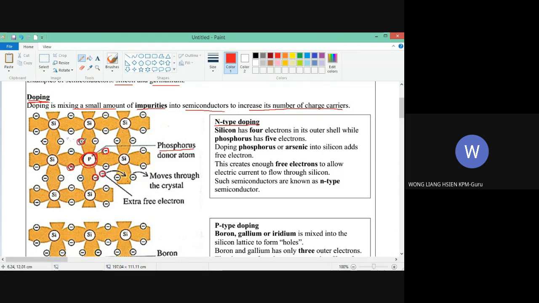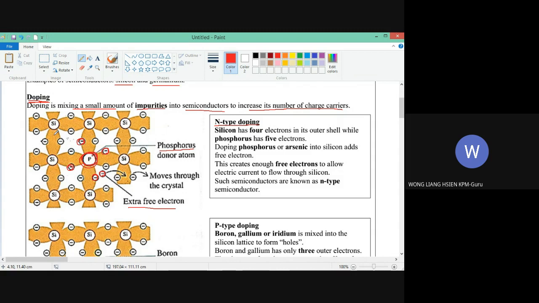So you see the phosphorus has 5 electrons: 1, 2, 3, 4, 5. So the phosphorus shares 1 electron with the silicon next to it and still has 1 extra electron. So you see, an extra free electron. This extra free electron can move through the crystal when you apply a potential difference across the doped silicon, the silicon that is doped with phosphorus.